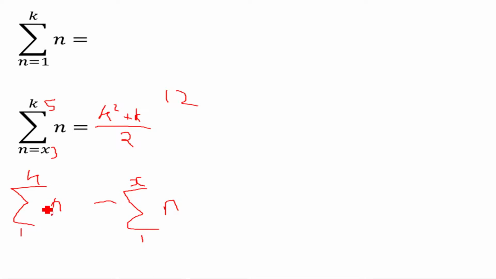5 and 1 to 5 is 5 squared, which is 25, plus 5, which is 30, divided by 2, which is 15, minus, so that's 15, minus, from 1 to 3, well, we don't have to do all this calculation, it's really easy, 1 plus 2 plus 3. But wait, it isn't.